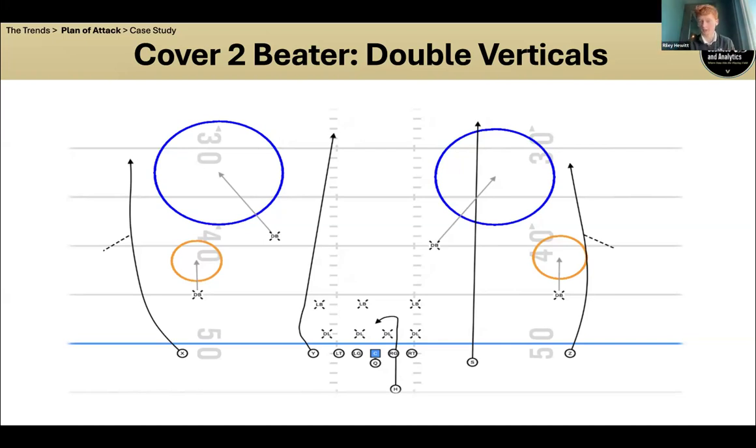And so double verticals attacks this really well because it creates a horizontal stretch on those safeties where they're forced to pick between covering that inside vertical and that outside vertical route, leaving one of them open a lot of the time for a big play.